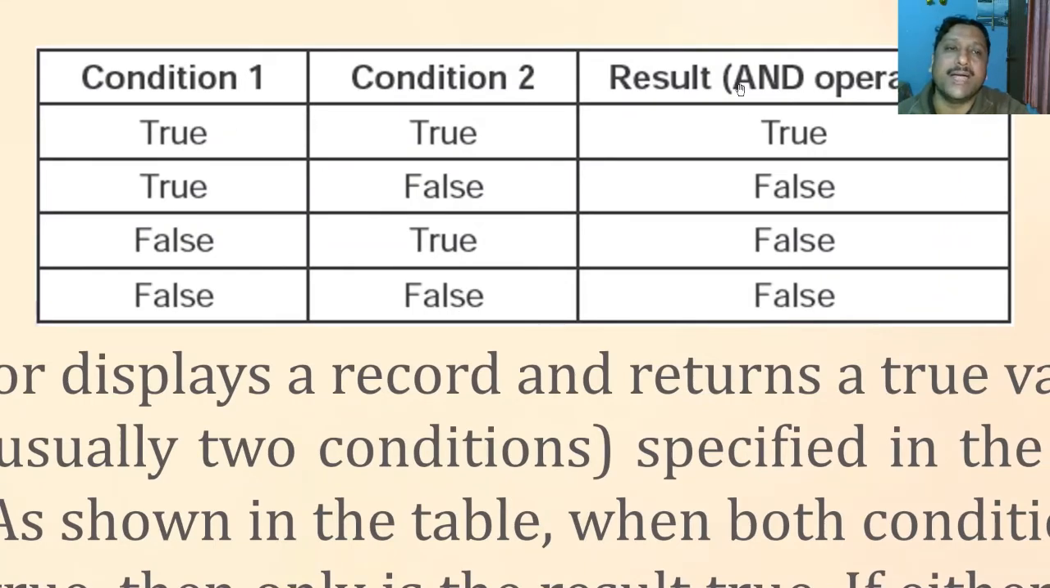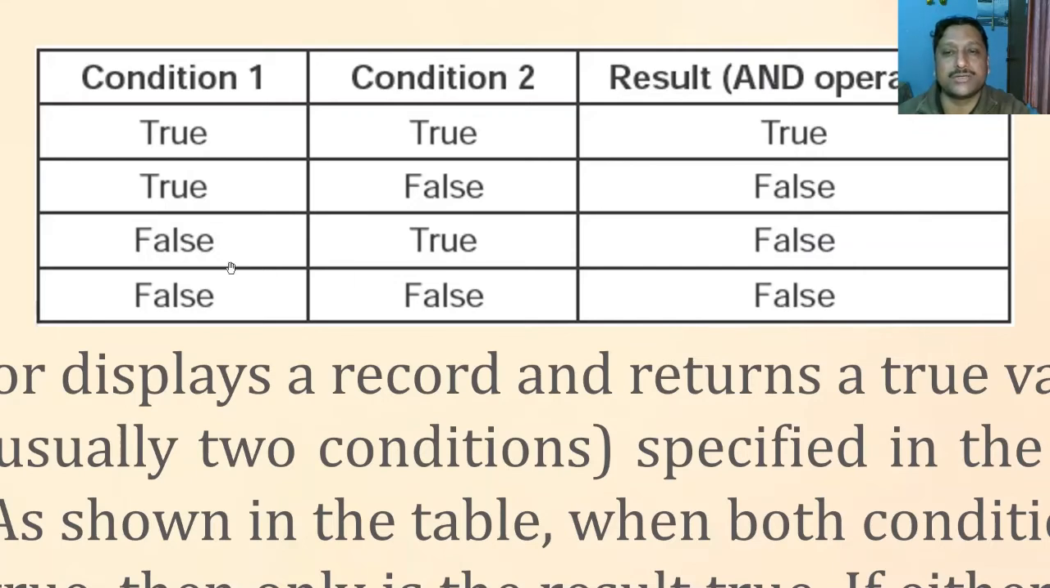and one AND operator is given there, then what will display? If the first condition is true and the second condition is true, then the whole condition will be true, and those rows will be selected where both conditions become true. Only those rows will be selected, and in the rest of the cases you will see false, meaning no rows will be selected.